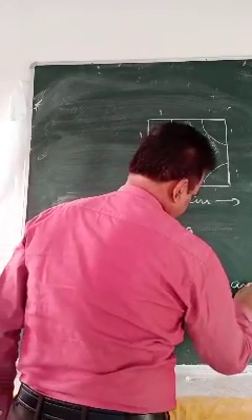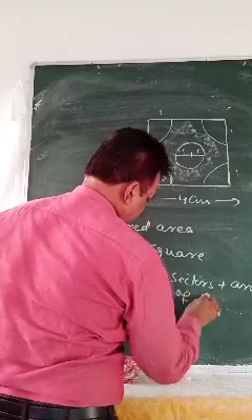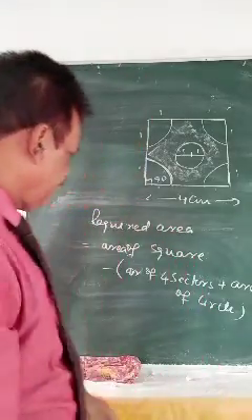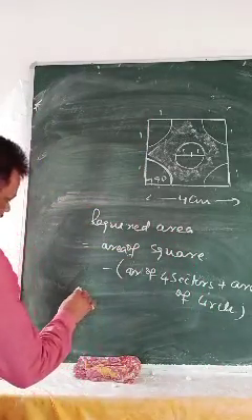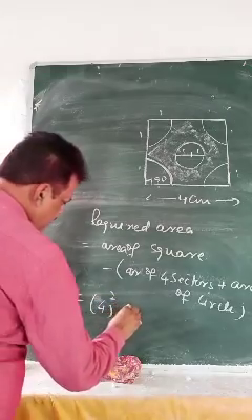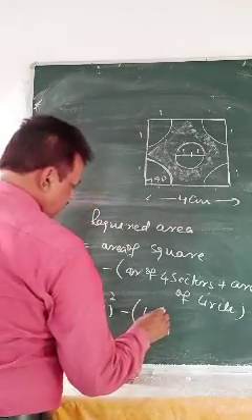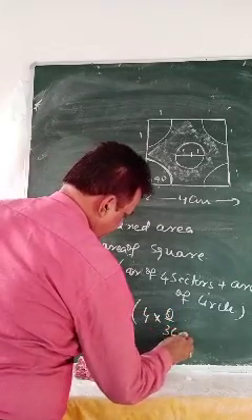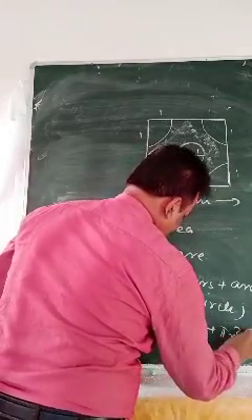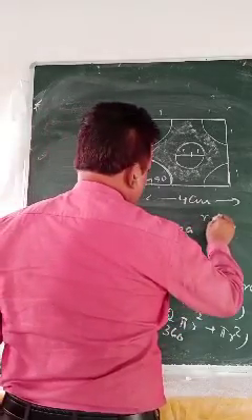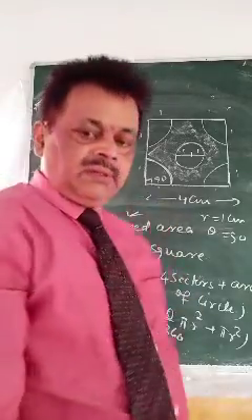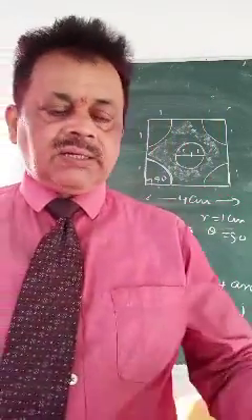Got the point? The area of the square means side square, that is 4 square, minus 4 into theta by 360 pi r square, and the circle is pi r square. So r equals 1 centimeter, theta equals 90 degrees. Try to complete this. Okay, today we will solve up to this. Next class we will complete this article.